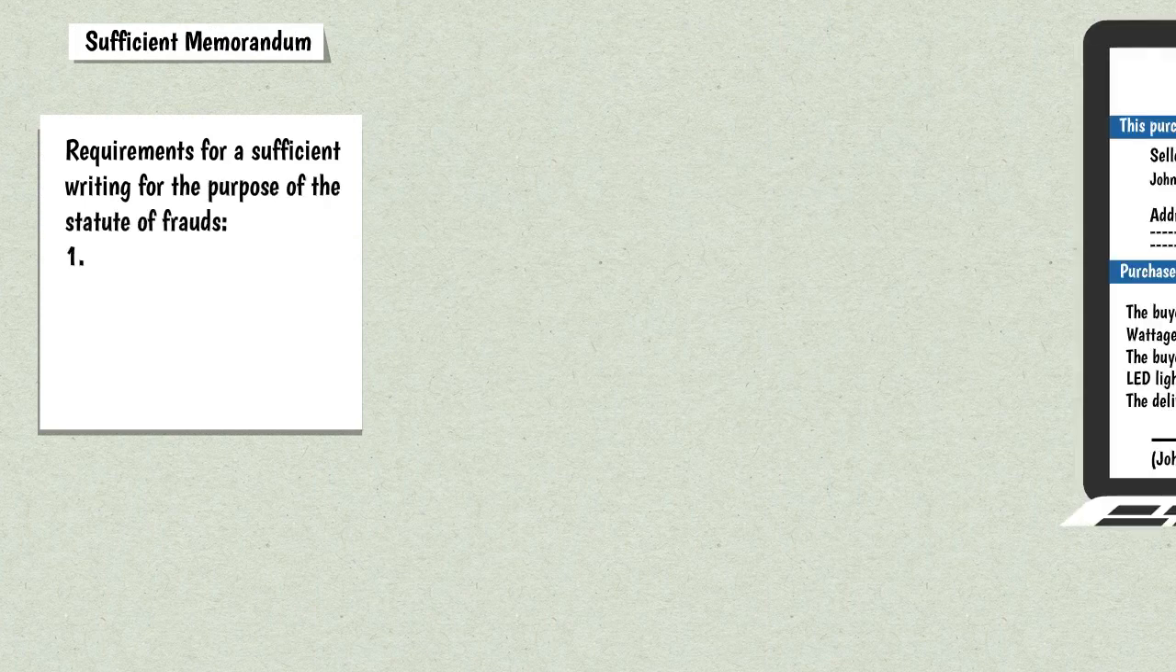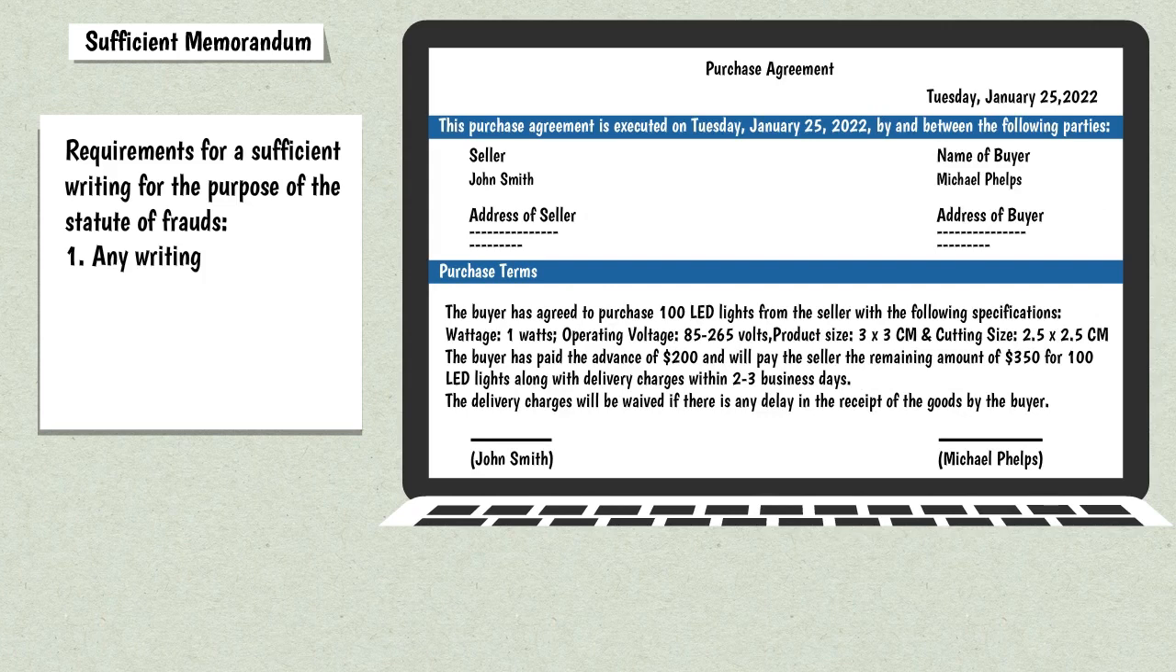First, any writing. The writing does not have to be a formal written contract. An agreement on the back of a napkin has been held sufficient. Moreover, the writing can be electronic, via email, or the like. Note that writings can be combined to satisfy the Statute of Frauds writing requirement, as long as the writings relate to one another.